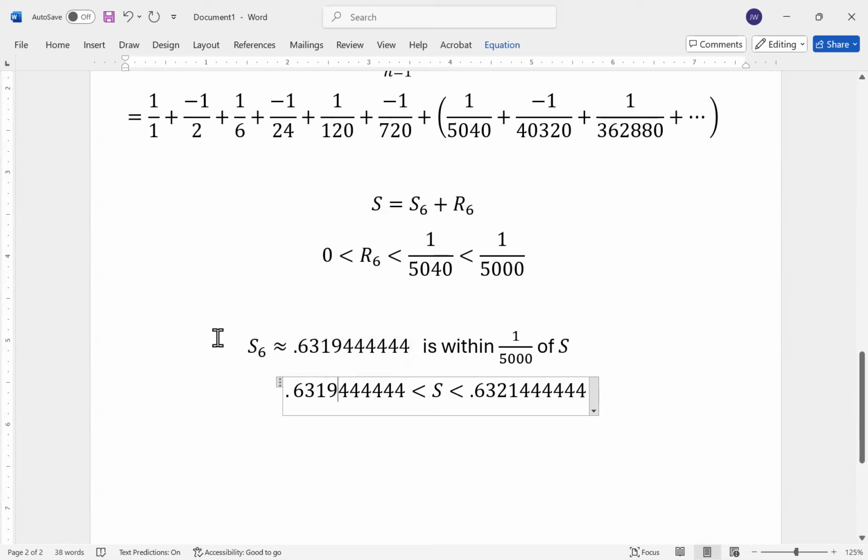Most times in my class, I just ask for the approximation and then ask for the decimal version of that. So I'm asking essentially just for the S6 calculation in this case.